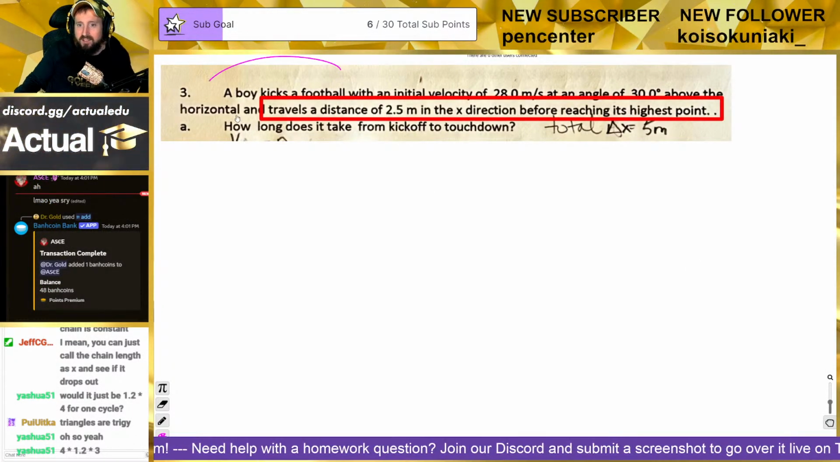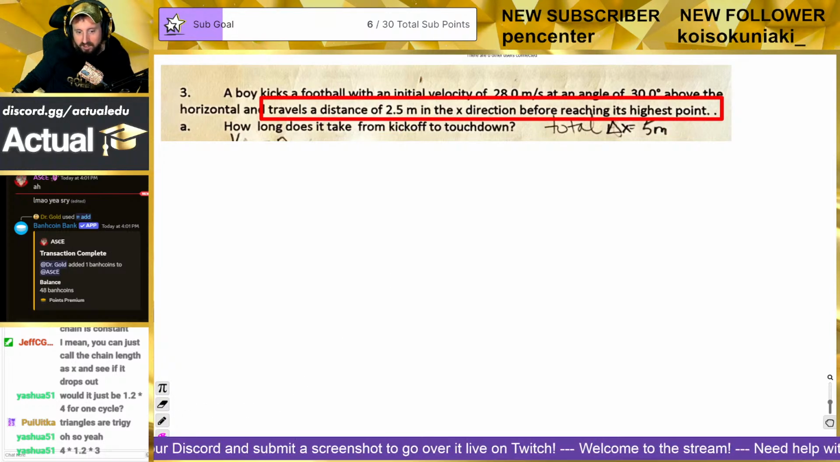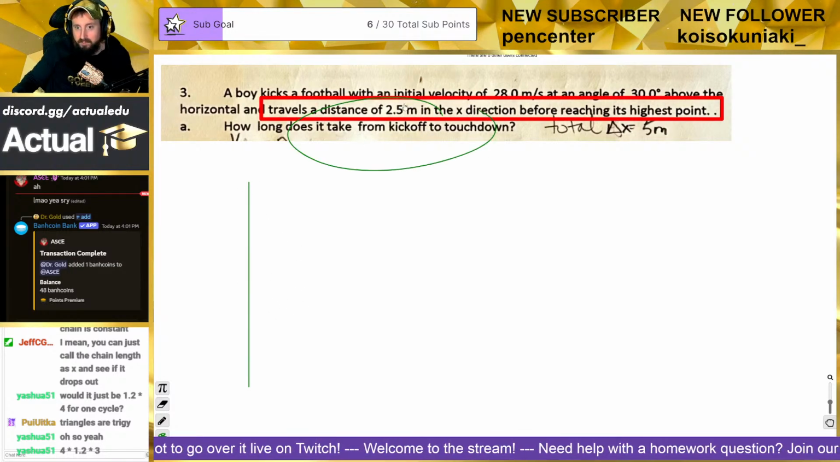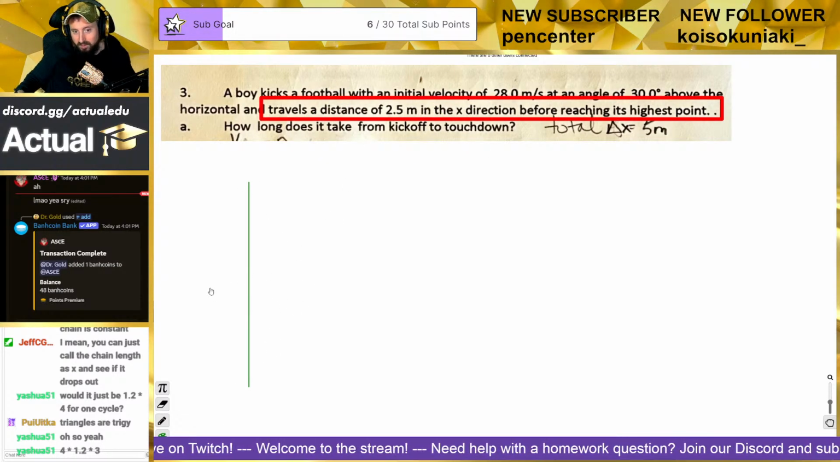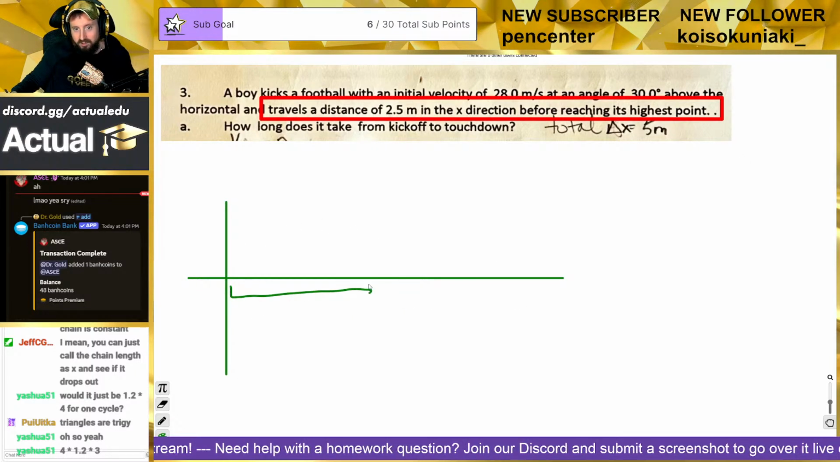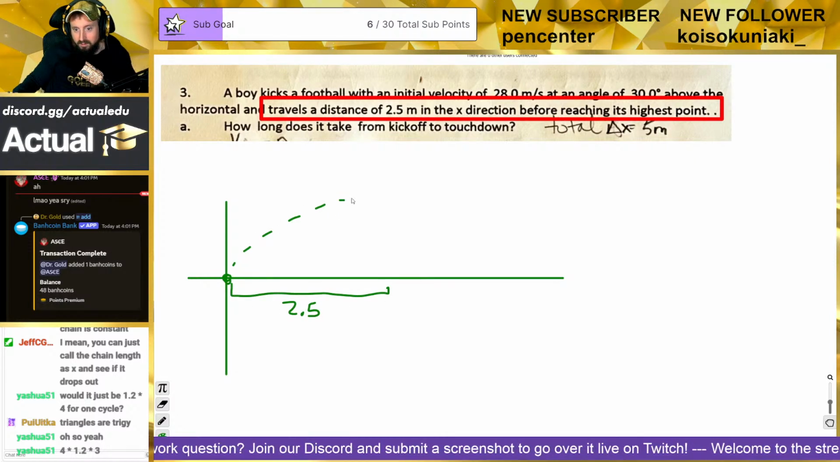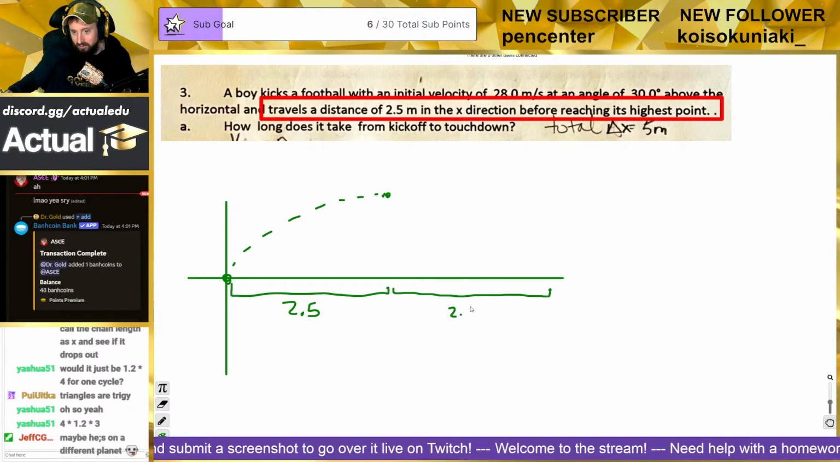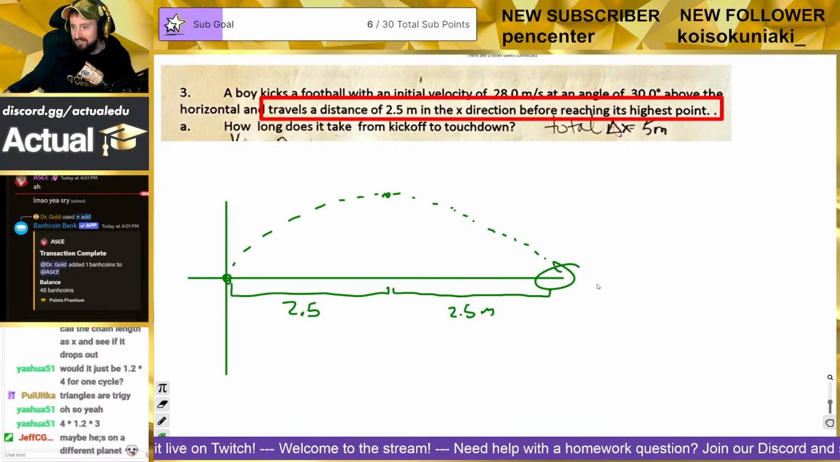Okay. Here it says, a boy kicks a football with an initial velocity of 28 meters per second at an angle of 30 degrees to the horizontal. And then they say it travels 2.5 meters in the x direction before reaching its highest point. How long does it take from kickoff to touchdown? If something travels 2.5 meters to go from the lowest point to the highest point, then it should take another 2.5 meters to get exactly. Yeah, that's exactly what I'm going to get at. For it to get to this point, right?